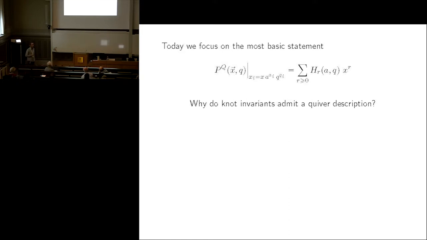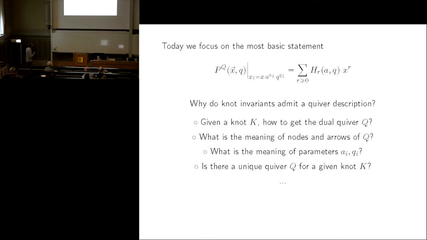Why is it the case that knot invariants admit a description in terms of quivers? More concretely, you could ask, given a knot, how do I get the dual quiver? Or more conceptually, you could ask, in the quiver, I have nodes and arrows. What do they mean from the viewpoint of knot theory? And what is the meaning of these parameters a_i and q_i, which are crucial for specializing the partition function of quiver representations to the HOMFLY-PT? So what do they mean? Also, is the correspondence one-to-one? Is there a unique quiver for each knot and the other way around?